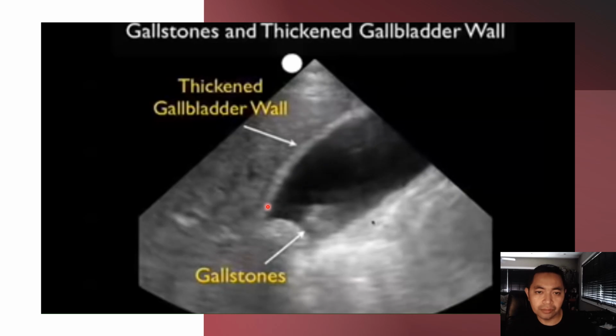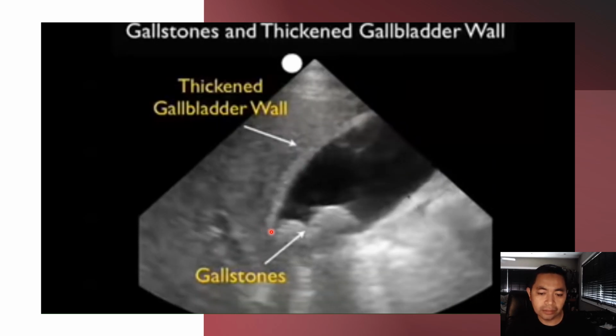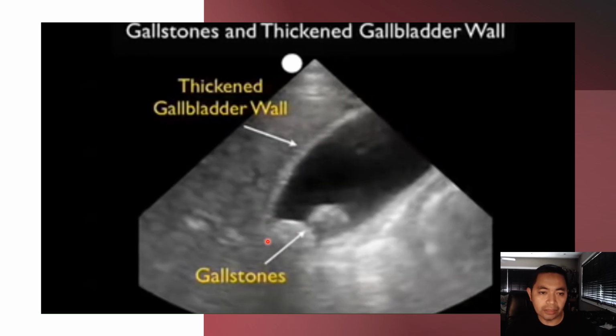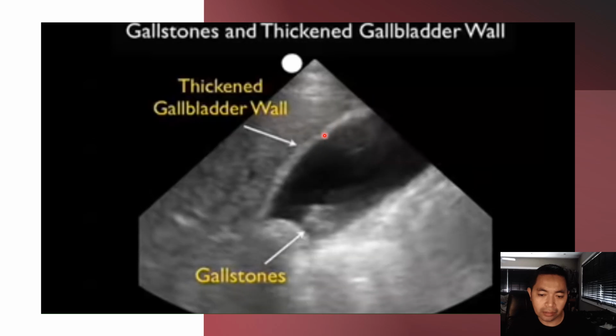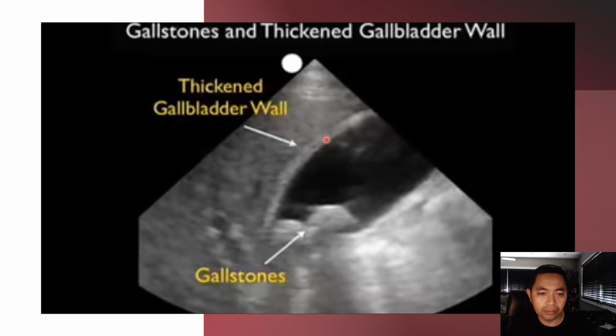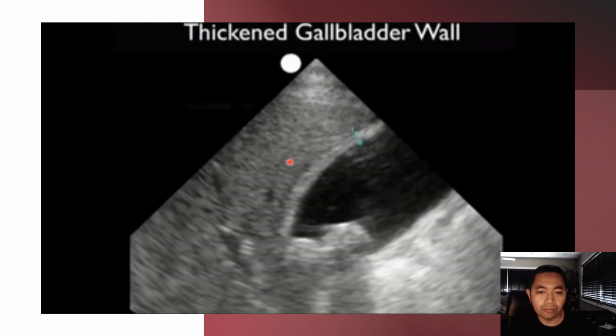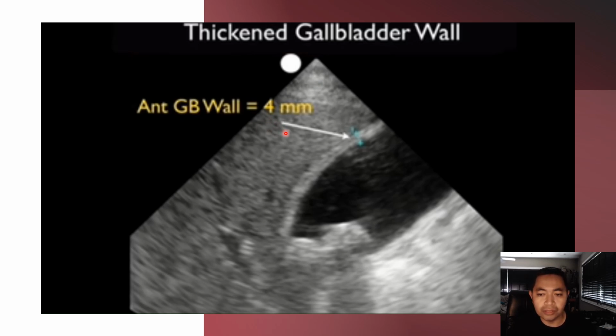This is a patient with calculus cholecystitis. At least 2 gallstones are seen, and the thickened gallbladder wall is marked. To measure the wall, one must freeze the image and apply the caliper. The caliper shows a thickened gallbladder wall at 4 millimeters. The best area to measure for gallbladder wall thickness would be the anterior wall.